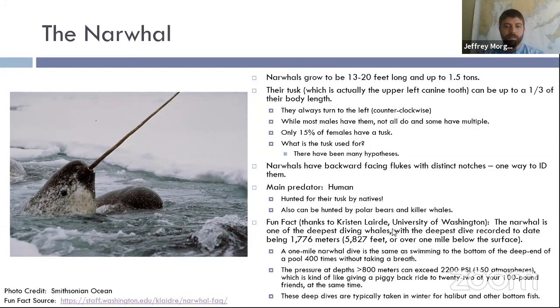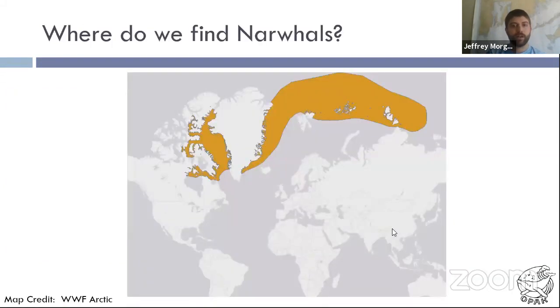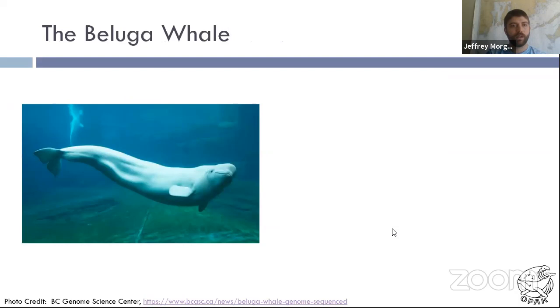And like I mentioned, these deep dives are usually in the winter and they're for bottom fish like halibut. However, the narwhal also does eat squid and other fish and is usually only diving to depths about 300 meters in the summer months. Narwhals do spend most of their time underwater. And we find narwhals in our Arctic regions, so in the ice in cold water, along with their friends, the beluga whales.